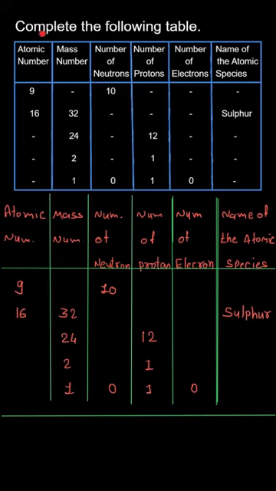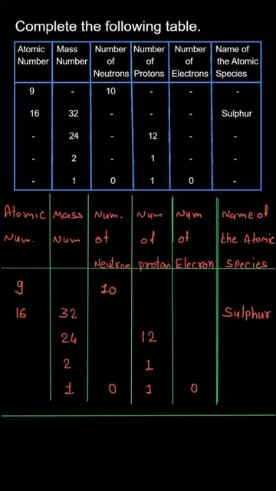Hi, the question says complete the following table. Now this table has atomic mass, mass number, number of neutrons, number of protons, number of electrons, and name of the atomic species. Now in the first case, the atomic number is given to be 9 and the number of neutrons is given to be 10.